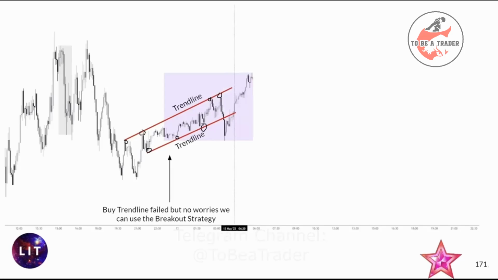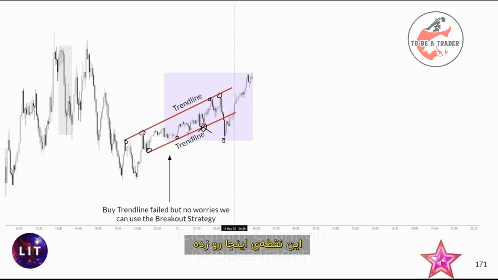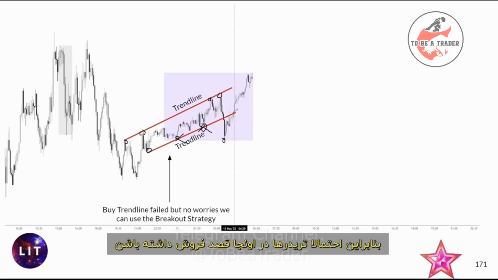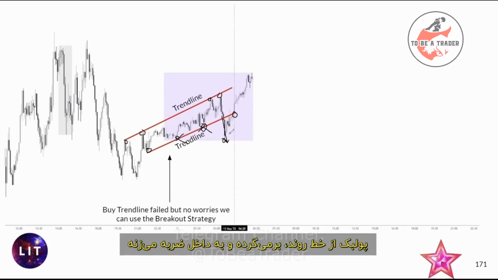So what happens? The buy trend line failed, but no worries. We can use the breakout strategy. So of course you can see it failed. We had our inducement low, taking out this point here as well as this one. So essentially at this point, you also get your breakouts of the trend line. Sellers, you could say. So people likely will want to sell upon there. So once this happened, it broke out, the pullback off that trend line, tapping back in.